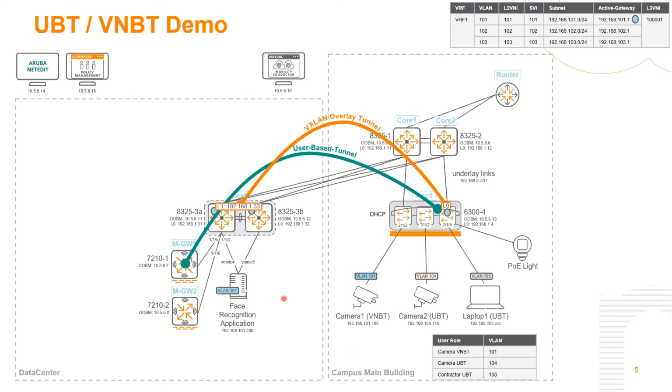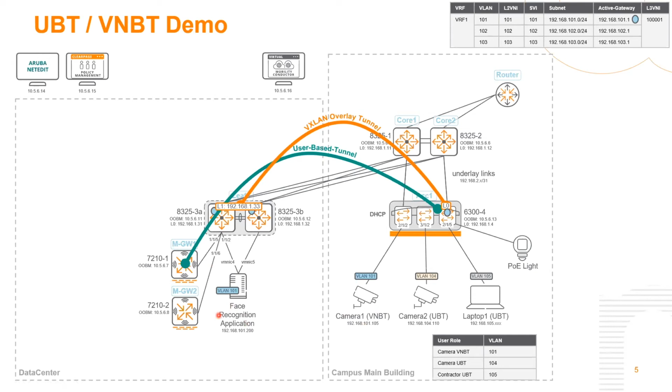So in our topology, we have a camera and a laptop placed into both user-based tunnels and virtual network-based tunnels. What we're talking about overall in this segment of videos is our security camera here using VNBT that is accessing the facial recognition application in the data center. That's all over a VNBT tunnel.